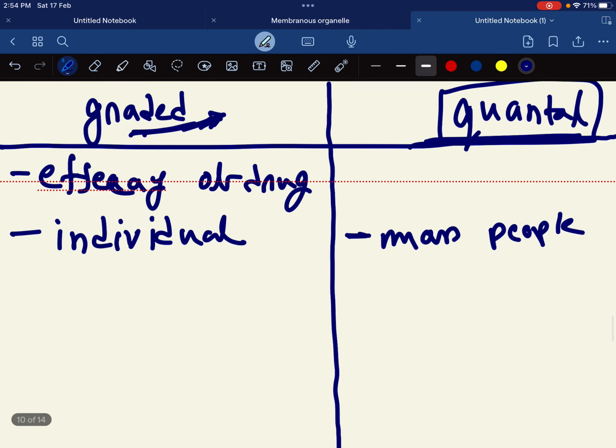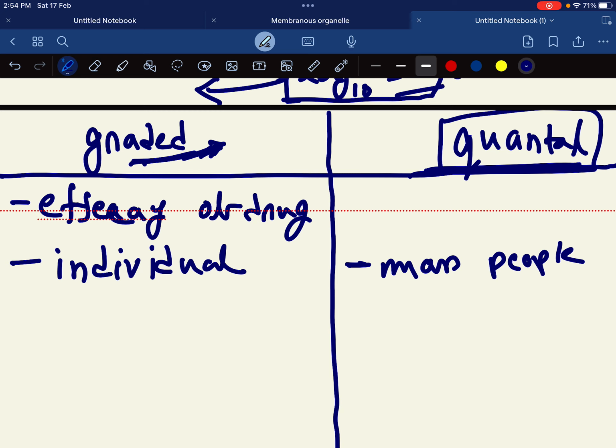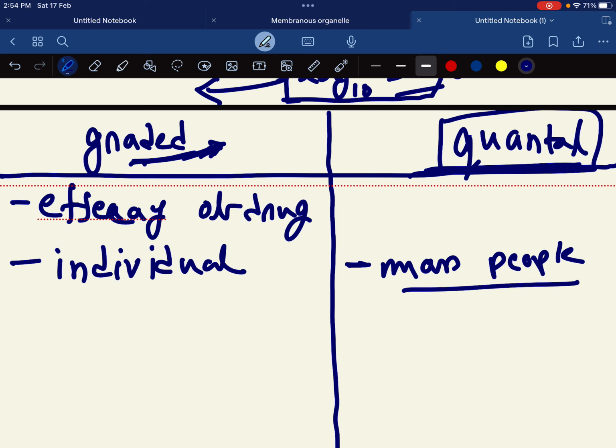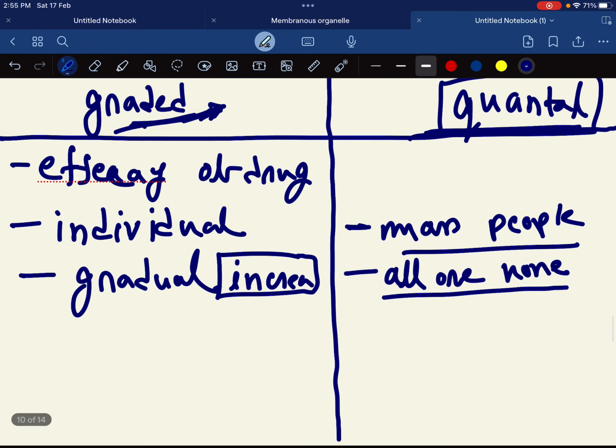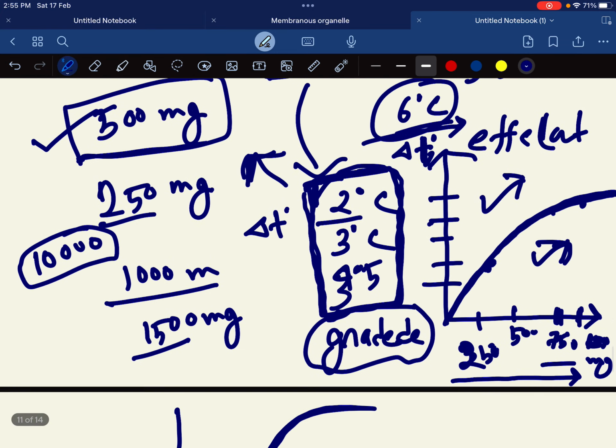So now we have already found two differences. For mass people, it acts on all or none law. For individual, but remember, for each and every individual we are assessing, we will assess all or none law. But this graded drug response curve doesn't follow all or none law. We have seen in graded drug response curve a gradual increase or decrease in the response to a drug with respect to increase or decrease in the dose of drug.